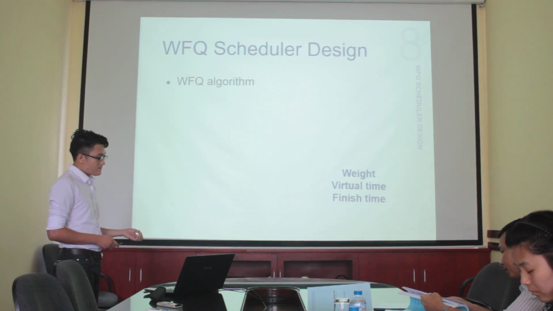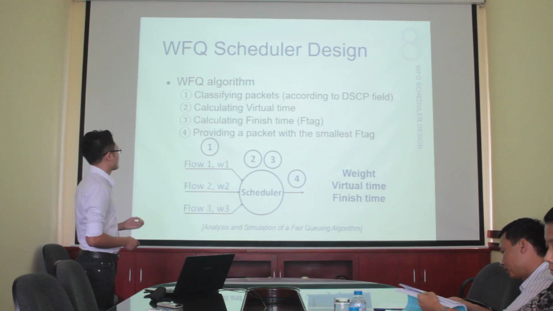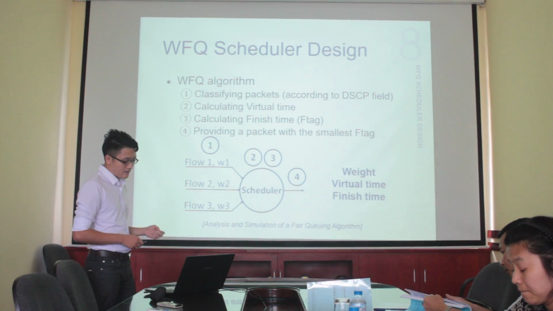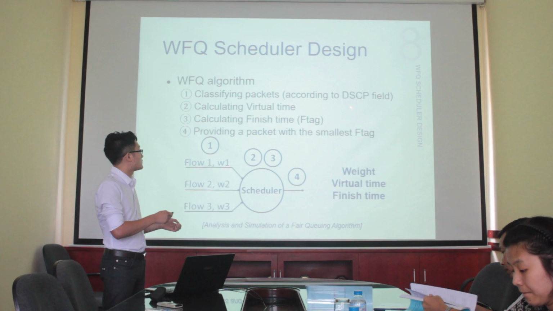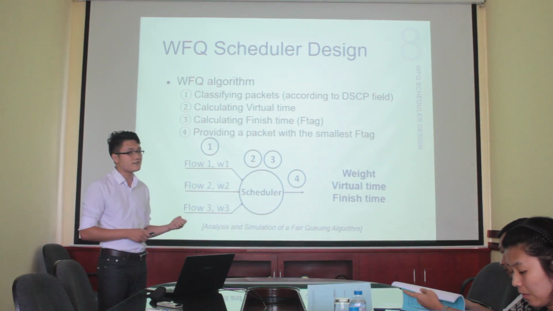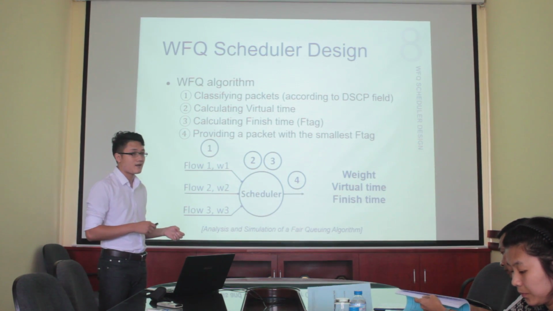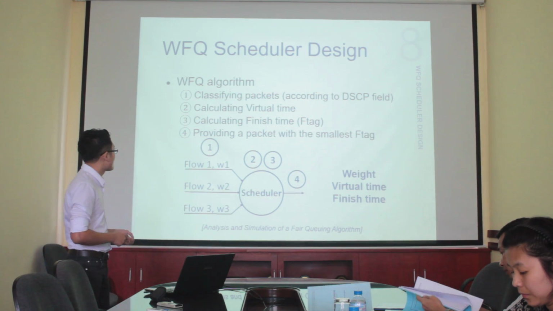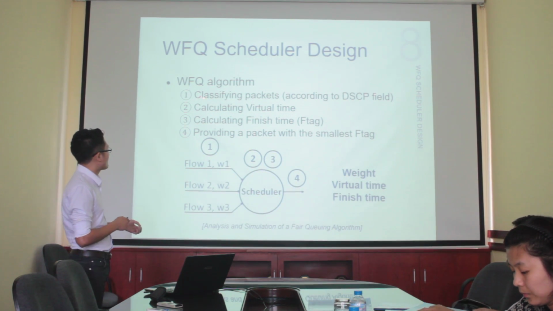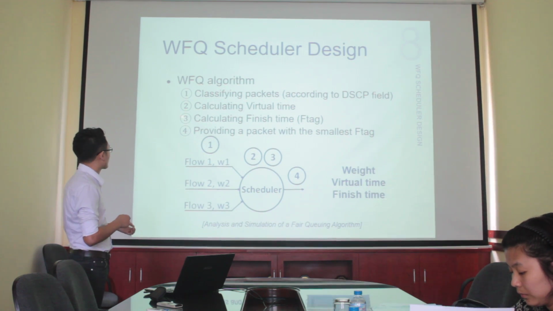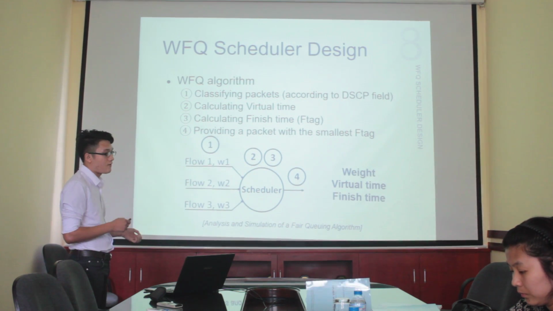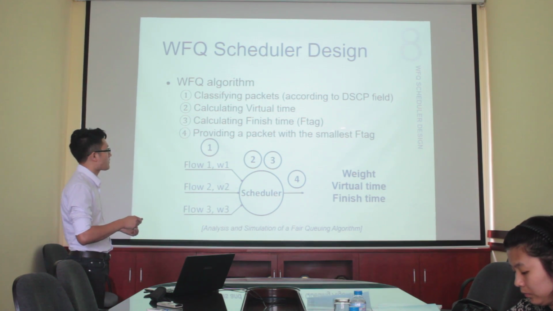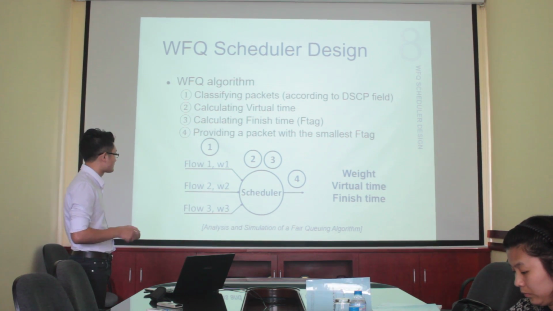As for the algorithm, its operation is divided into 4 steps. First, classifying packets. In this project, we classify packets according to the DSCP field, which exists in every IP packet, and each value of this field represents a type of service. After classifying, we calculate the virtual time of the system, calculate the finish time, or FTime, for each packet coming into the system, and we serve the packet with the smallest FTime in the system.